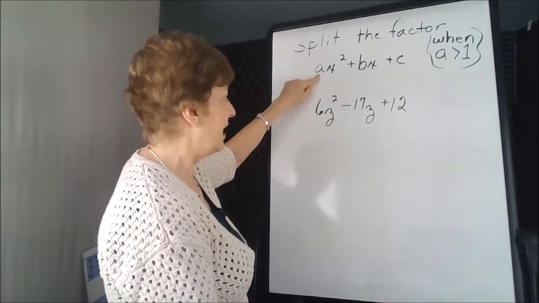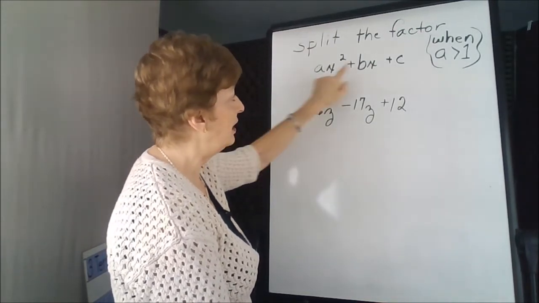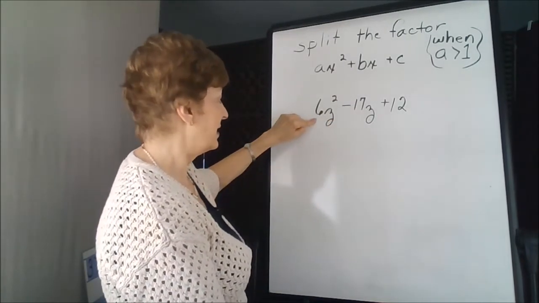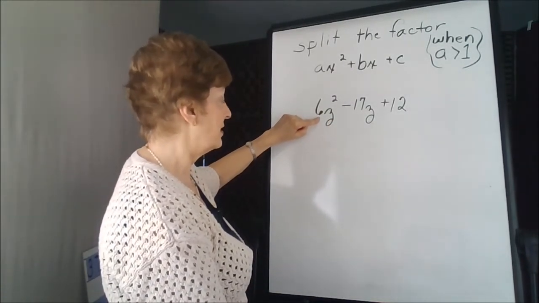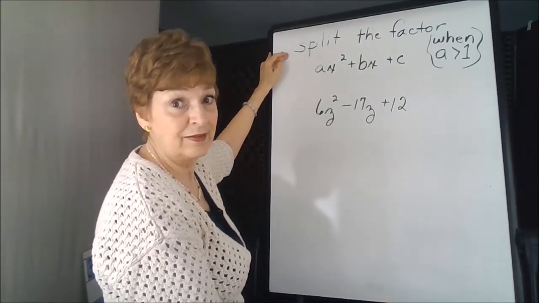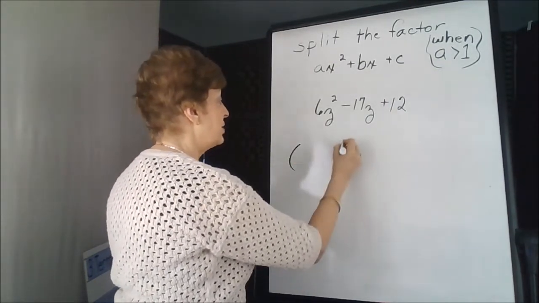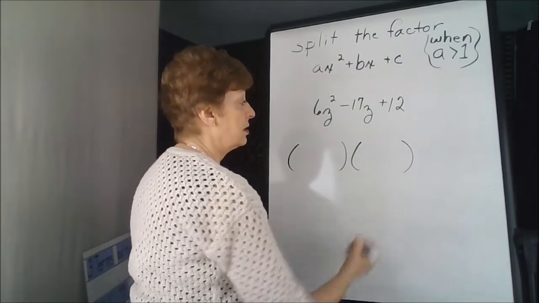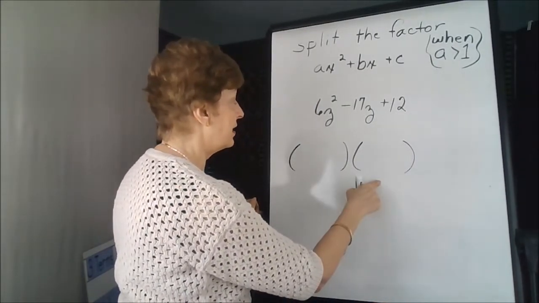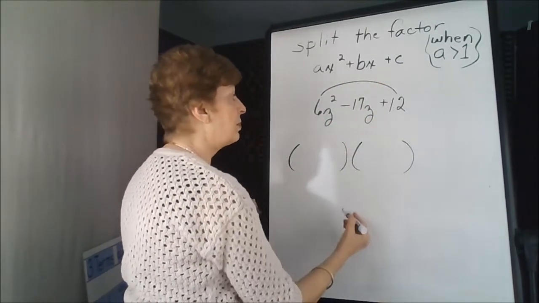Whenever we have an a coefficient of our squared term in this trinomial that is greater than 1, as in this case, 6 is definitely greater than 1, we need to do something called splitting the factor. Splitting the factor, we're going to still make two binomials out of this, but in order to fill our parentheses, we have to take our a term and our c term and multiply those together.